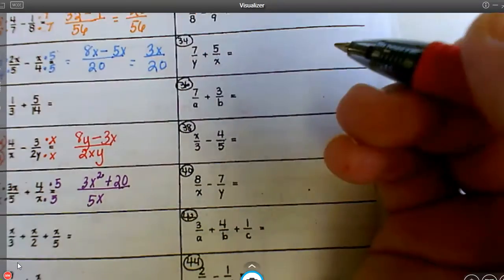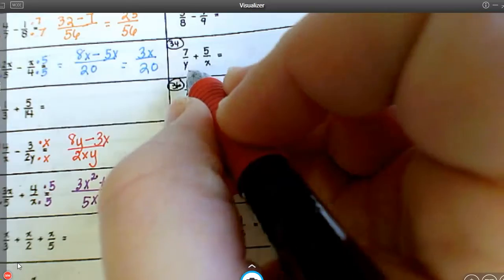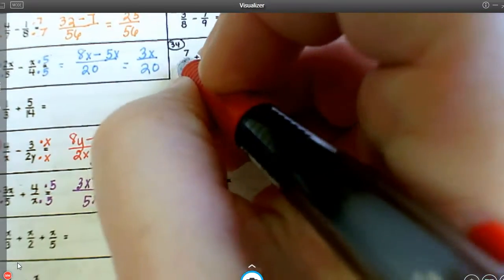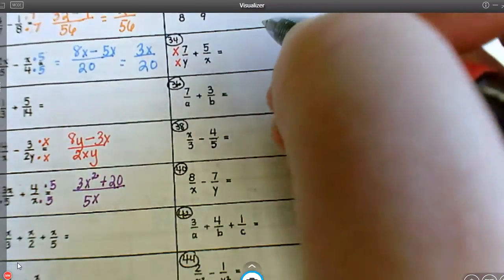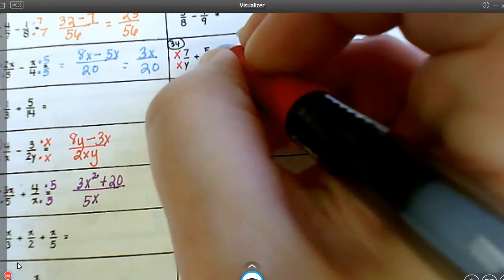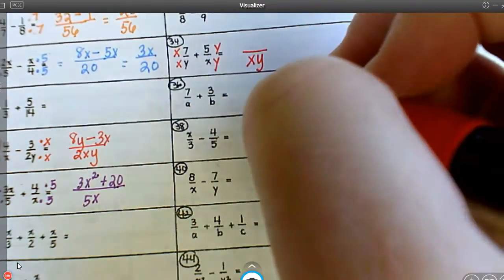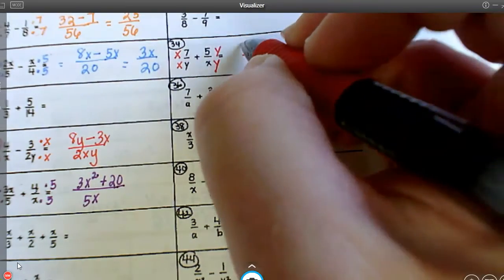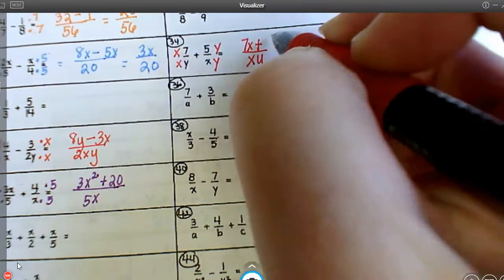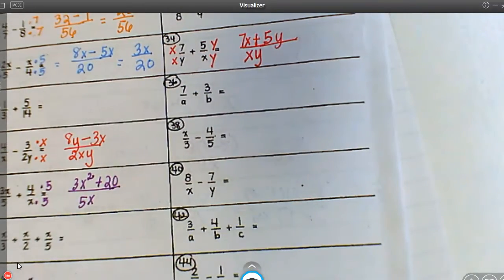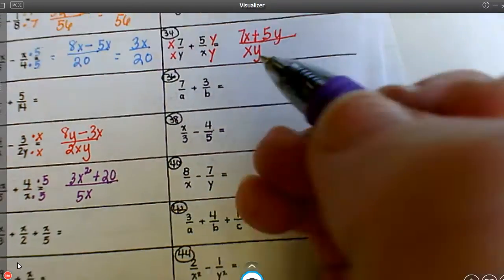On 34, y and x are going to be our two denominators, so I need to multiply the y times x and the 7 times x. I'm going to multiply that by y, which means the 5 is multiplied by y, so we'll have an xy on the bottom, and that means that 7x plus 5y will be the top. And I do not combine those because those are not like terms.